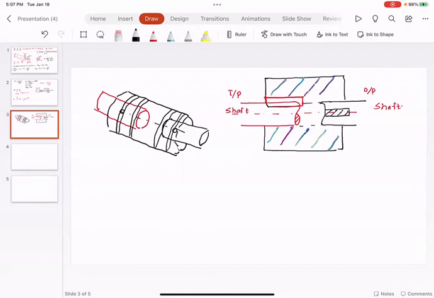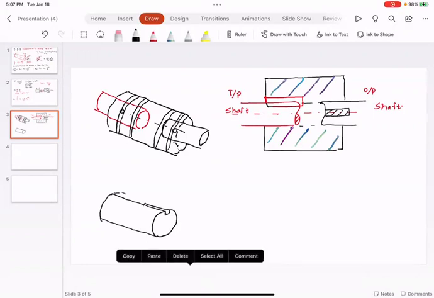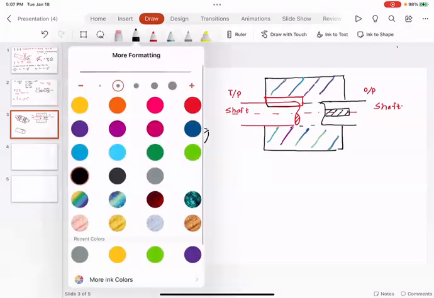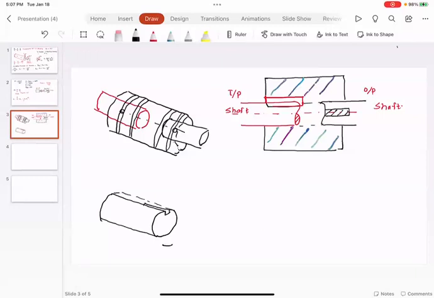Now let me start with this sort of a thought experiment. So we have this shaft. This is a shaft, and this is the key. So this is the key. Now let me start. We are going to have some type of torque over here. So this is the torque.